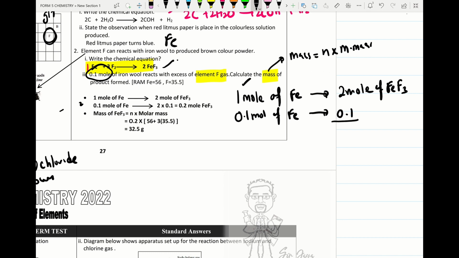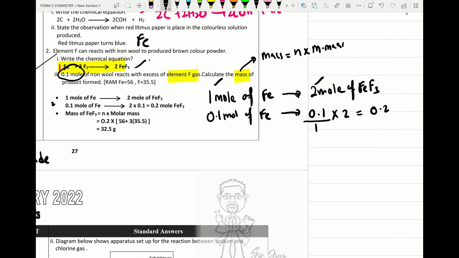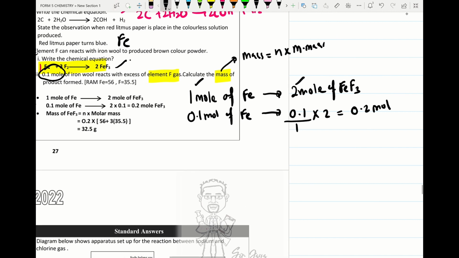0.1 divide with this one times with this one. So we will find the ratio mole, which is 0.2 mole, 2 mole of FeF3. So we already score 1 mark here.